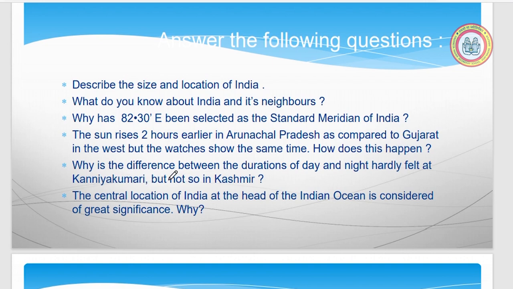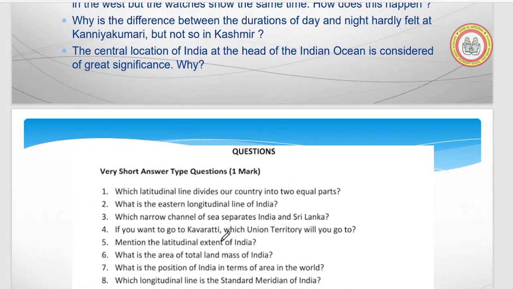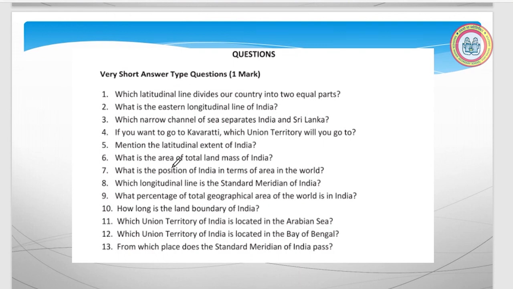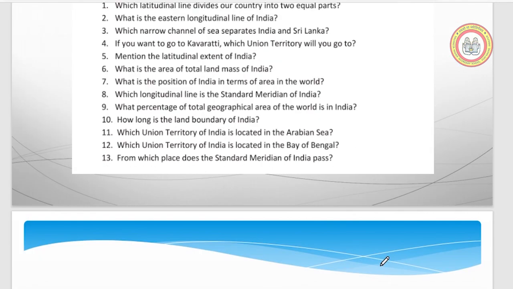Why is the difference between the durations of day and night hardly felt at Kanyakumari but not so in Kashmir? The central location of India at the head of the Indian Ocean is considered of great significance. Why? These are the very short answer type questions. You need to go through all these questions.